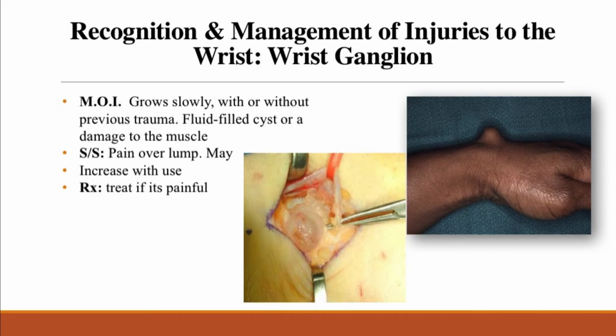Wrist ganglions are either fluid-filled cysts or injury to the muscle that causes the fibers to protrude through, creating a bump. They often grow at a slow rate, sometimes following an injury to the wrist. They may or may not be painful. If they are painful, the old method of removing the cyst was hitting it hard with a book. Check out some of these funny clips on YouTube.